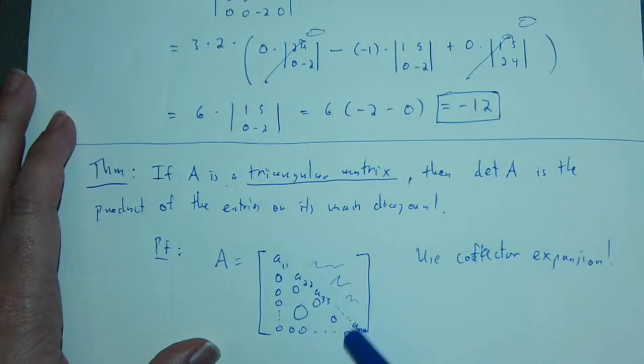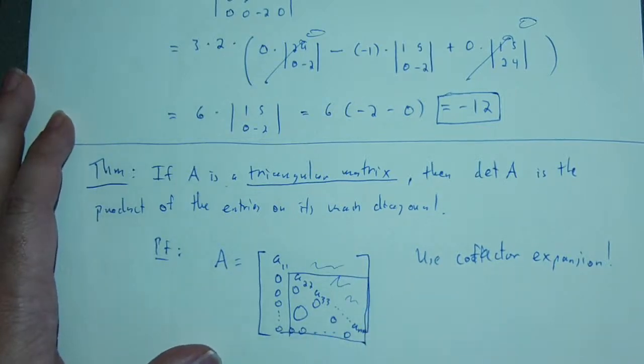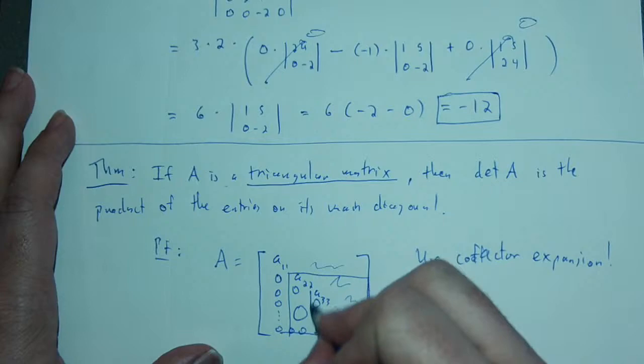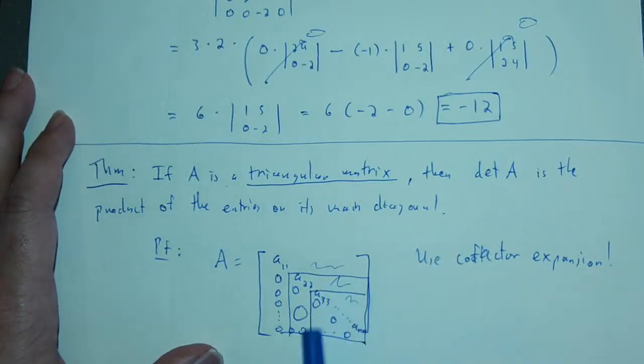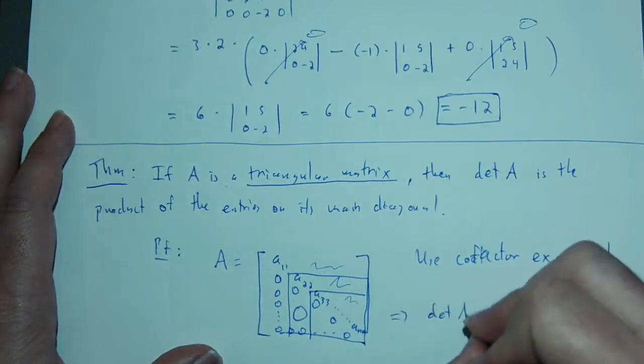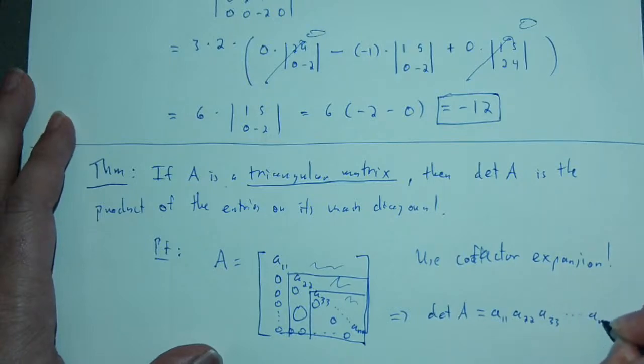Then you get A11 times the determinant of the submatrix that is also an upper triangular matrix. To compute that determinant, go down the first column. Then you get A11 times A22 times the determinant of the submatrix that looks like this, which is still upper triangular. Keep going all the way. What do you get? The determinant of A is A11 times A22 times A33, and so on all the way to ANN.